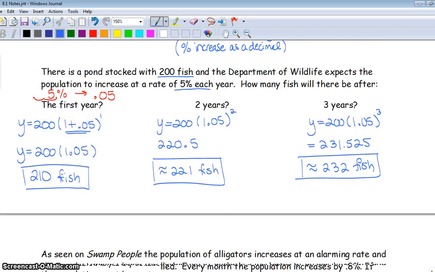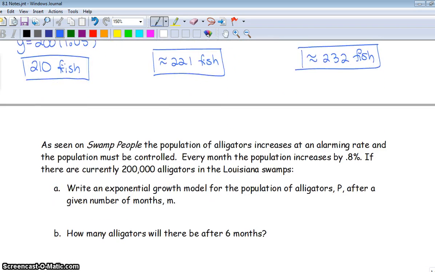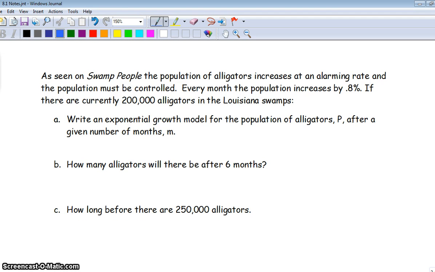Alright, let's look at another example. As seen on TV on Swamp People, the population of alligators increases at an alarming rate, and the population must be controlled. Every month, the population increases by 0.8%. If there are currently 200,000 alligators in the Louisiana swamps, we want to start by writing an exponential growth model, and we want our population to be represented by P after a given number of months.